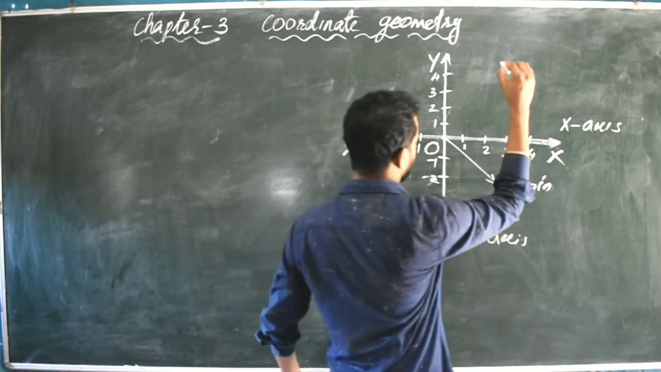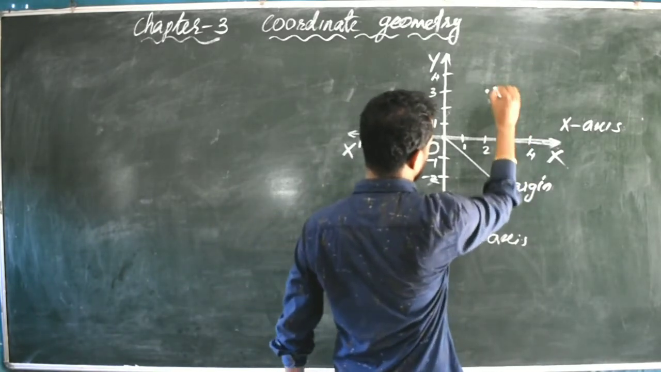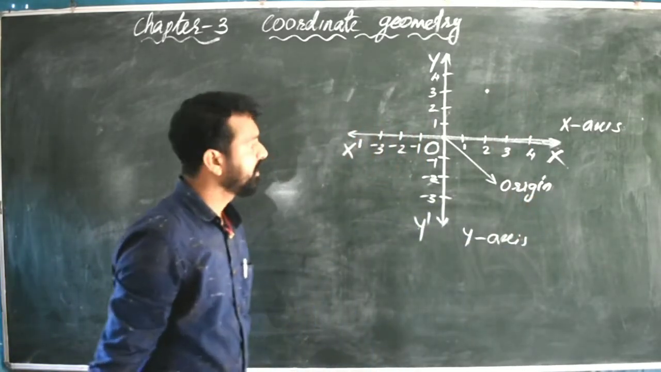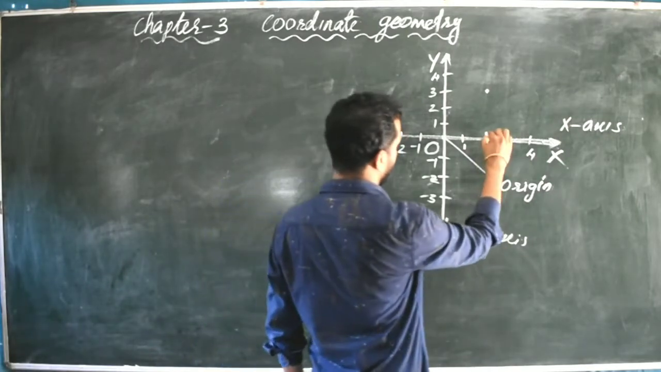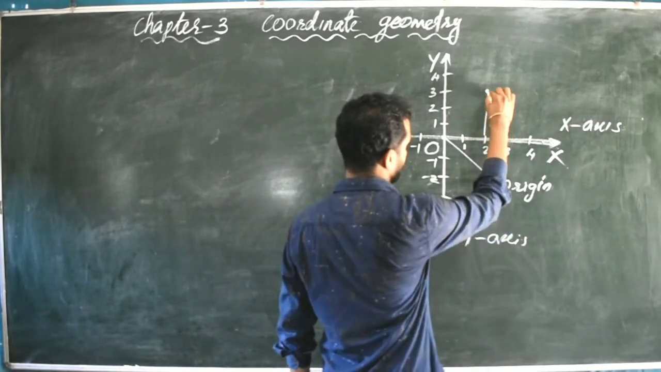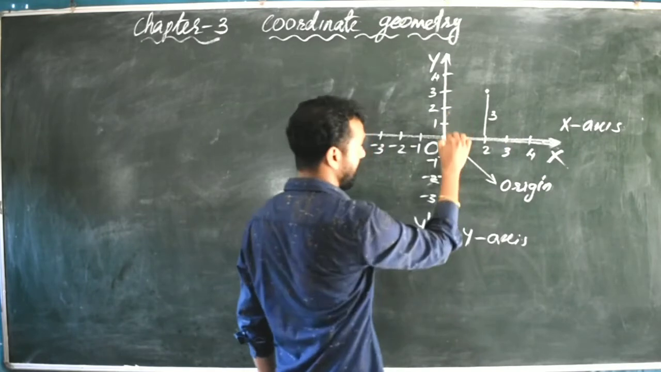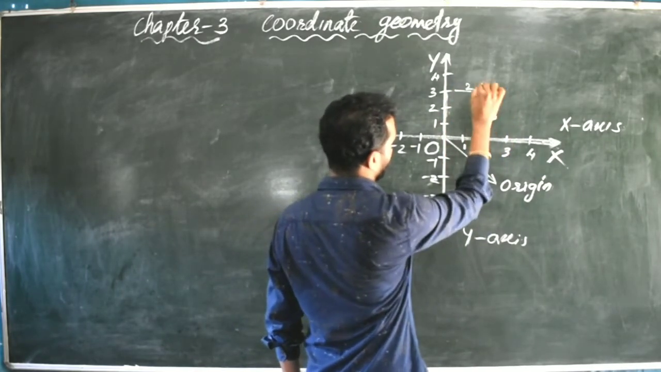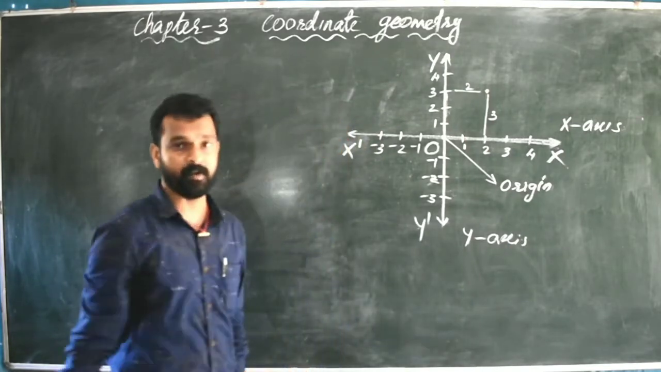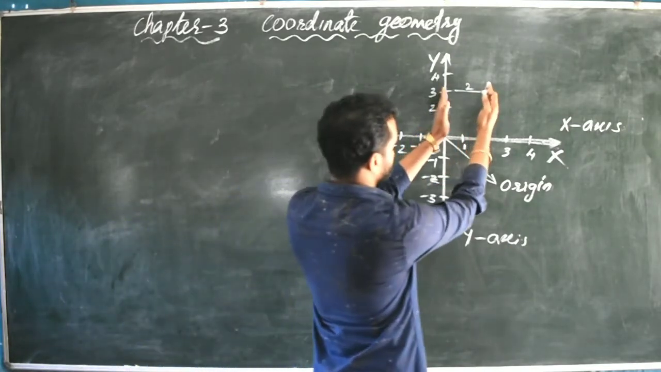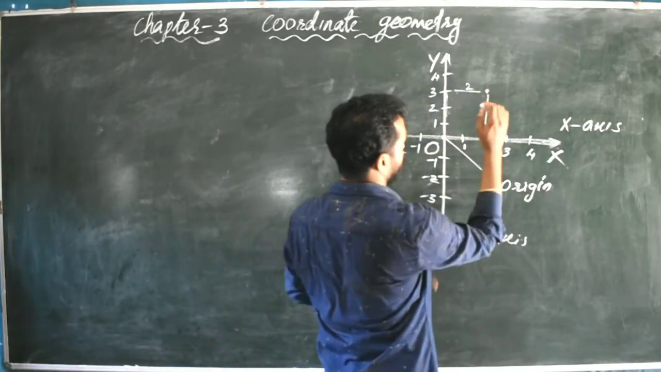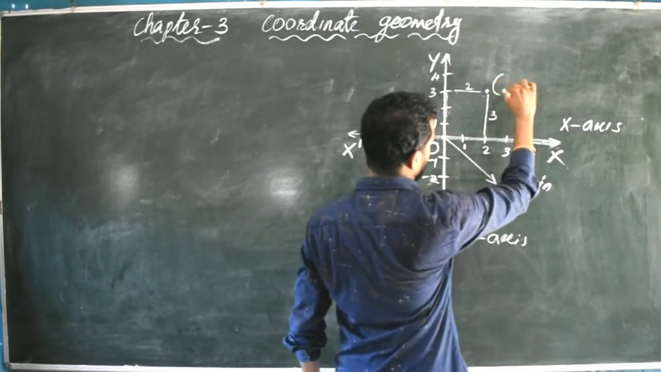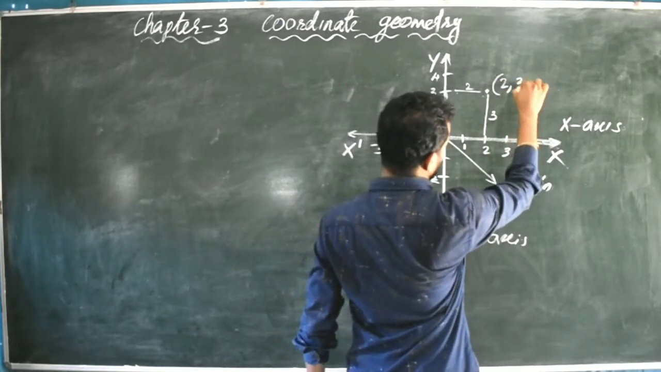After drawing this, suppose a point is here. How can we locate that point? That point is 3 units away from the x-axis, and 2 units away from the y-axis. This distance from the y-axis to this point is 2 units. So this point is denoted by the ordered pair (2, 3).